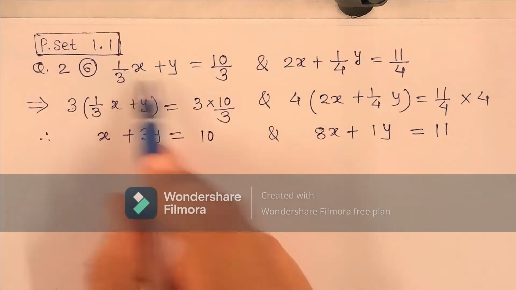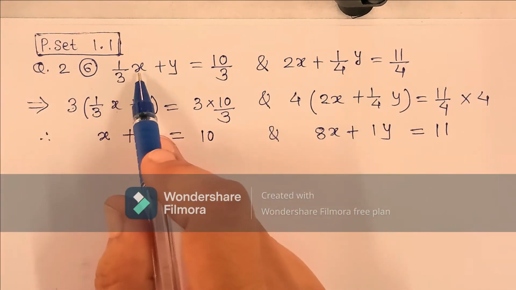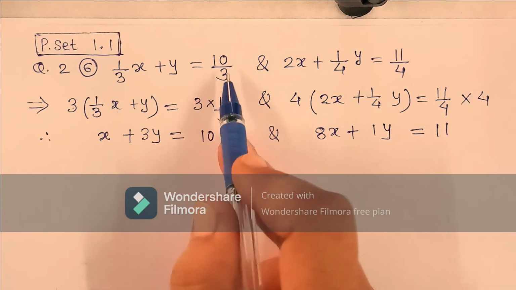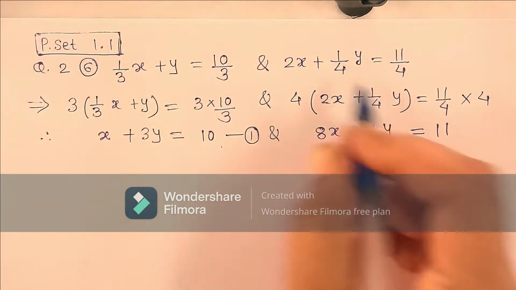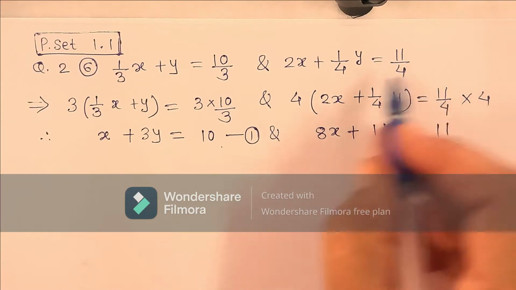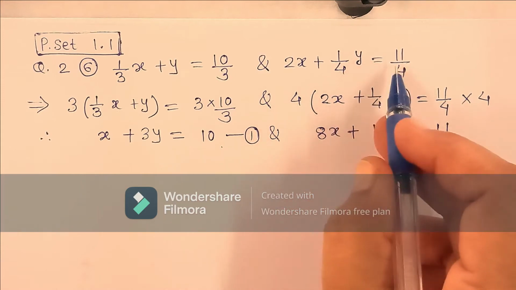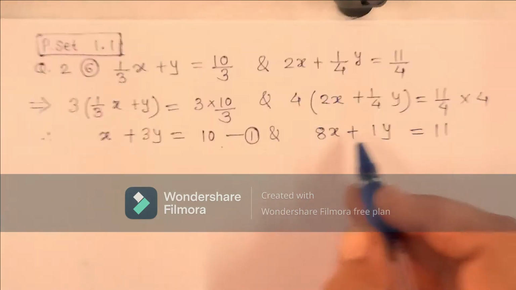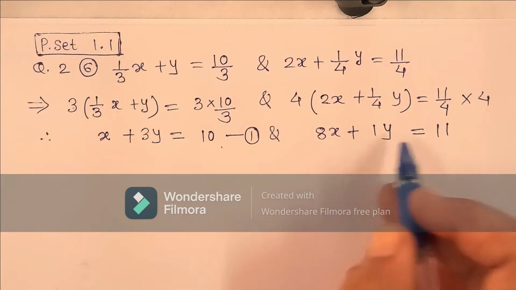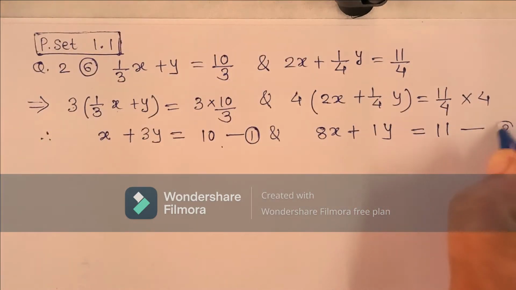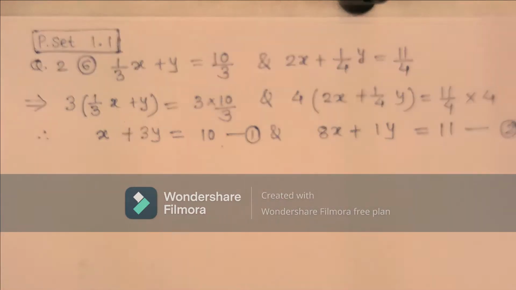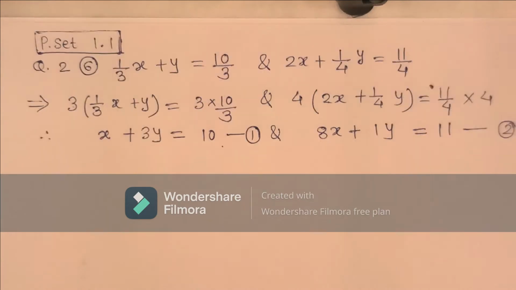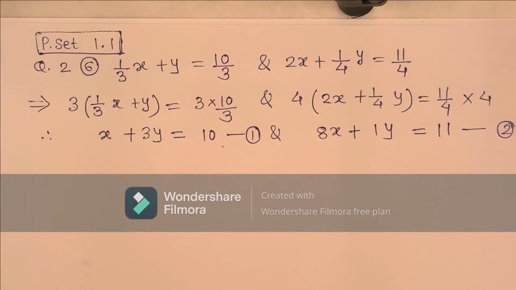Okay, so previously these equations were 1 by 3x plus y is equal to 10 by 3, that we have converted into this one. We can say this as equation number 1, and the previous one, equation second, was 2x plus 1 by 4y is equal to 11 by 4, and that we have converted as 8x plus 1y is equal to 11. So that we will consider as equation second. Okay. Now these two equations we need to solve simultaneously by making coefficients of one of the variable same.